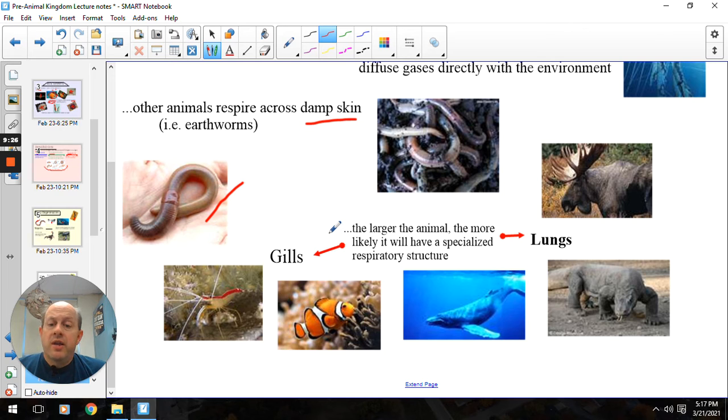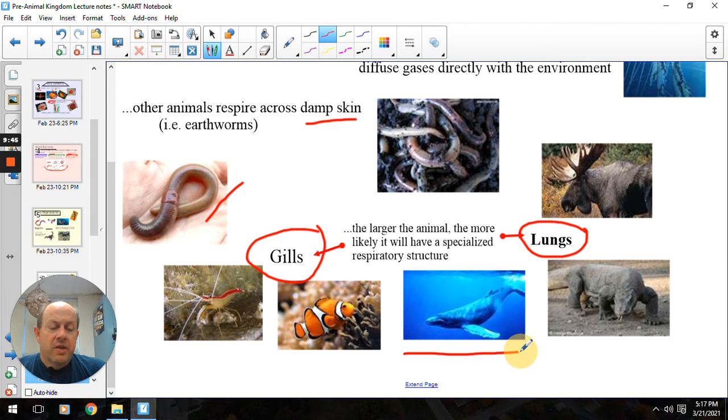And so aquatic animals will have what's called gills to help exchange the oxygen and CO2. And terrestrial animals will have what's called lungs. So our shrimp and our Nemo, these would be gills. Our moose and our Komodo dragon would be terrestrial, so they would have lungs.